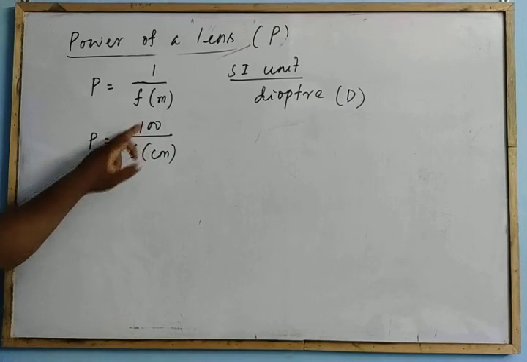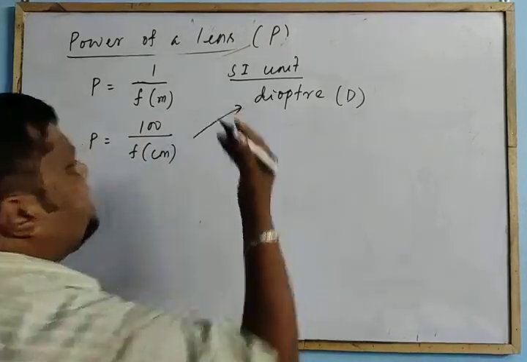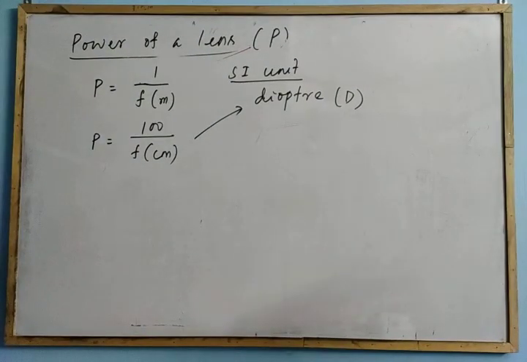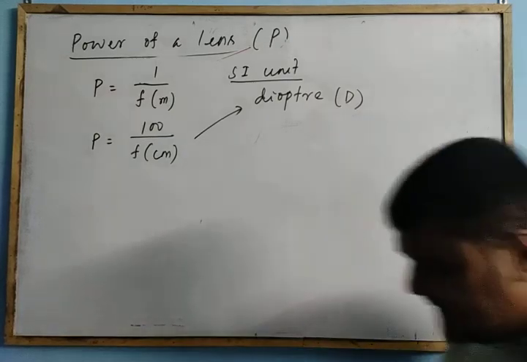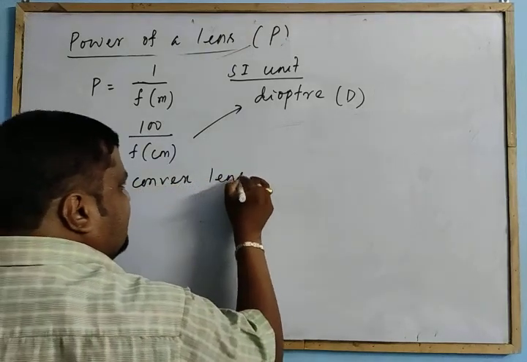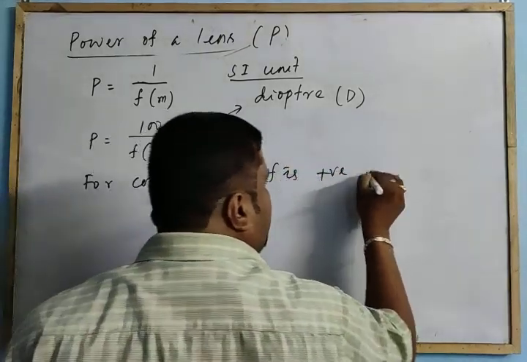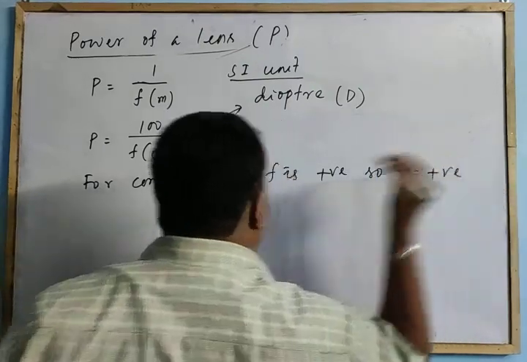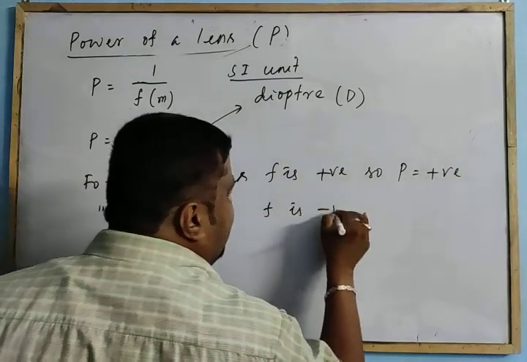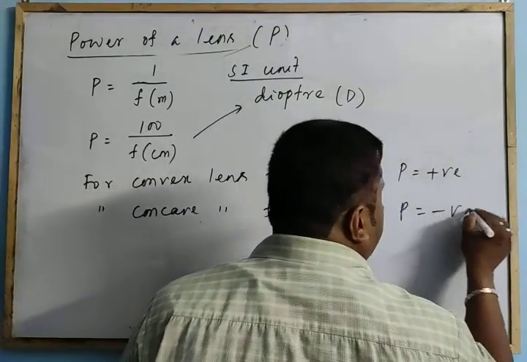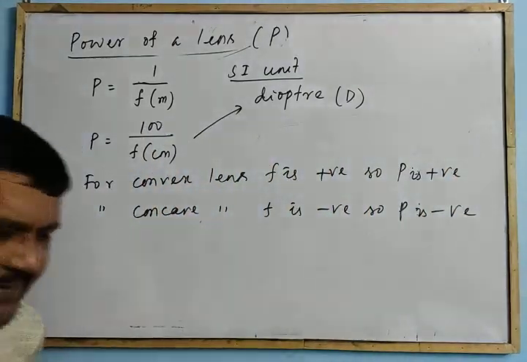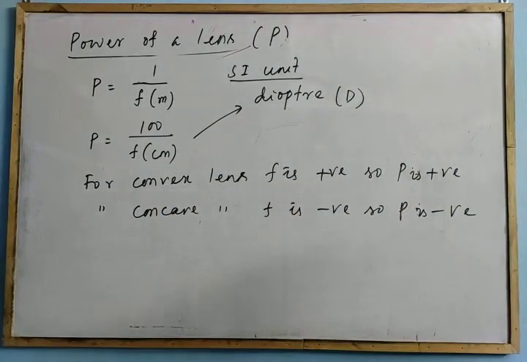If it is in centimeter, then the unit is the same, diopter: 100 by F, if F is in centimeter. Clear? That is the diopter. And another thing is that for a convex lens, F is positive, so P is positive. For a concave lens, F is negative, so P is negative. Power is negative. Clear? That is another concept.